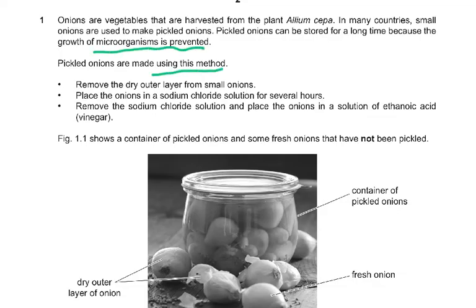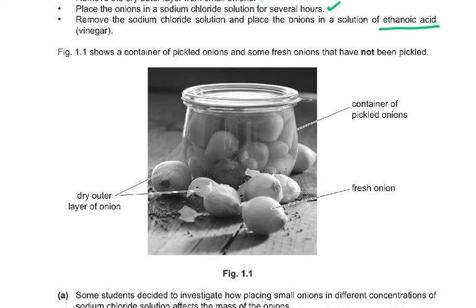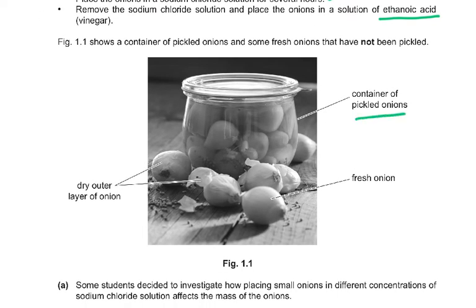Number 1. Remove the dry outer layer from small onions. Place the onions in a sodium chloride solution for several hours. Remove the sodium chloride solution and place the onions in a solution of ethanoic acid, which is vinegar. Figure 1.1 shows a container of pickled onions and fresh onions that have not been pickled. So we have the container of pickled onions, then we have a dry outer layer of skin, and then we have the fresh onions.